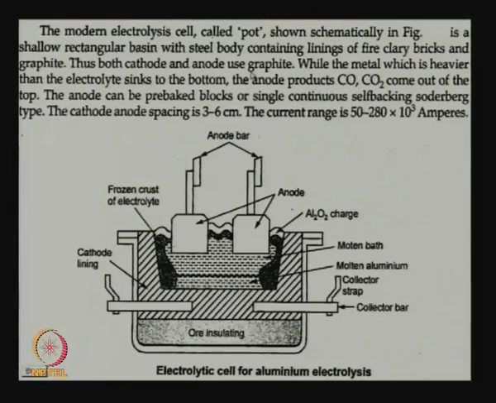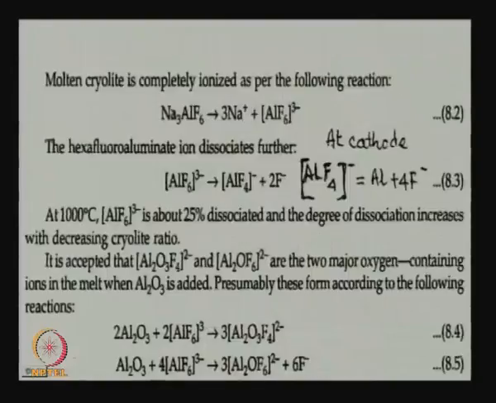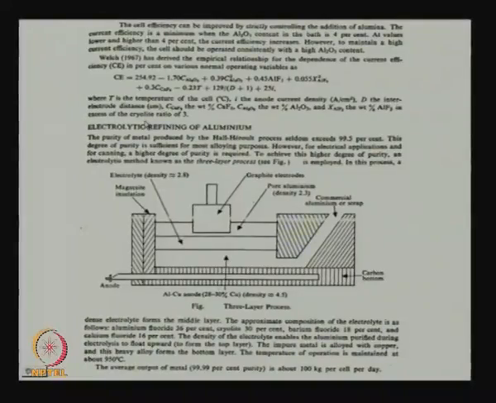Both cathode and anode use graphite. The metal is heavier than the electrolyte, sinks to the bottom. The anode product CO and CO2 come out of the top. Anode can be pre-baked blocks or single continuous Soderberg type electrodes. Spacing is 3 to 6 and it has to be maintained as consistent as possible. And of course, the current range can vary a great deal. Well, that is all I would say about aluminum electrolysis for now.